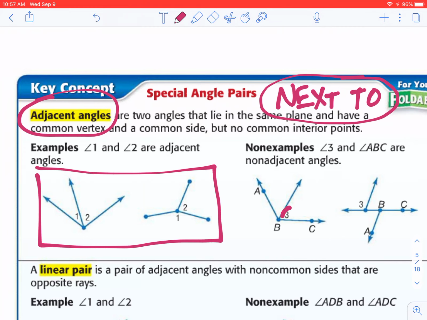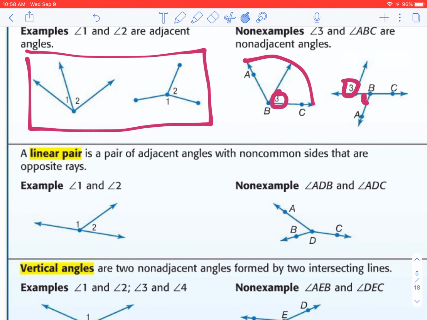If we go over here, angle 3, and then this entire angle, they're not next to each other. Okay? Also here, this angle and this angle, I'm going to put a dot in there, those are not next to each other. So those are not adjacent. Okay? So our bisected angles from last chapter, those are adjacent. Adjacent means next to.